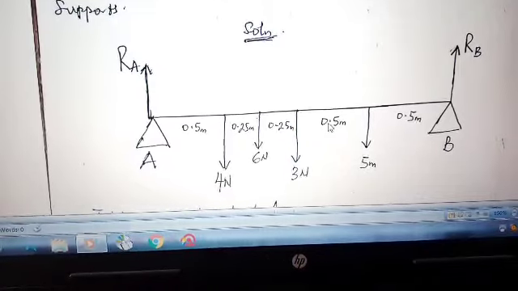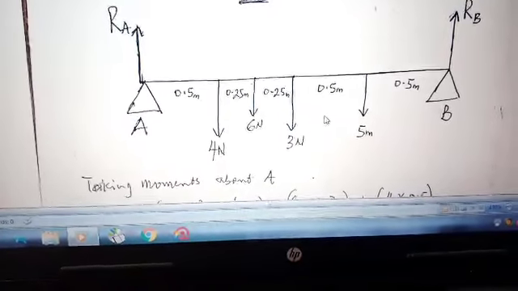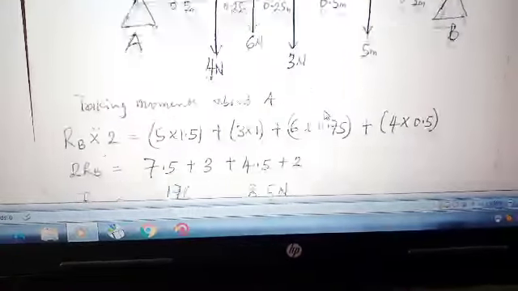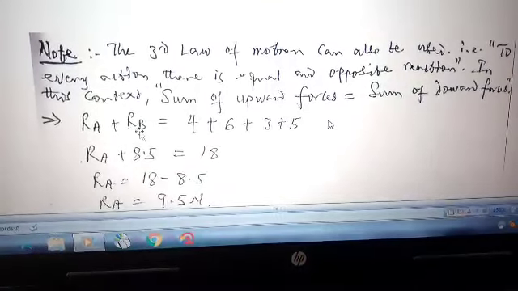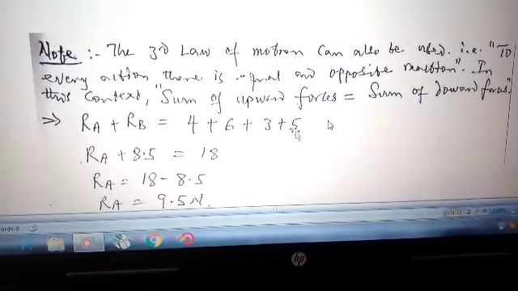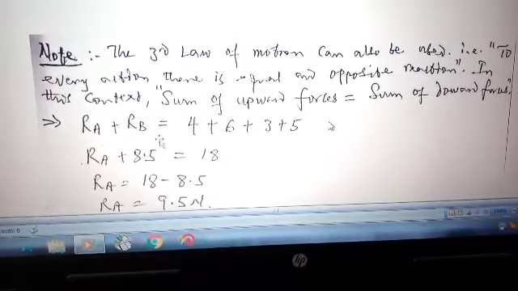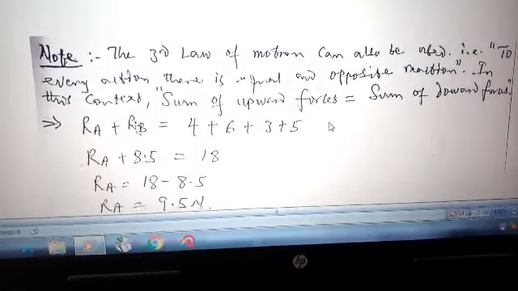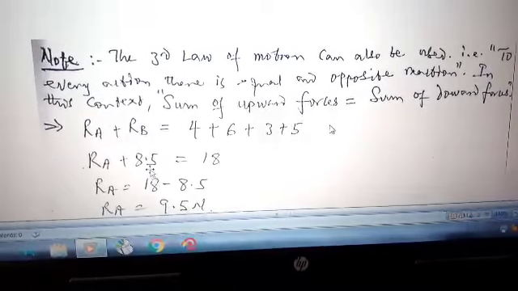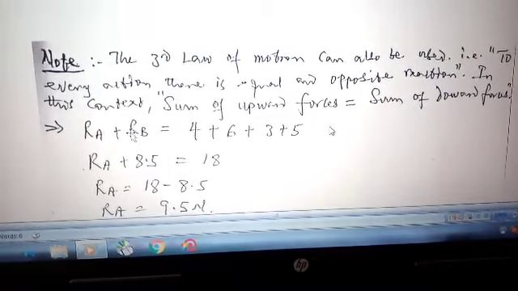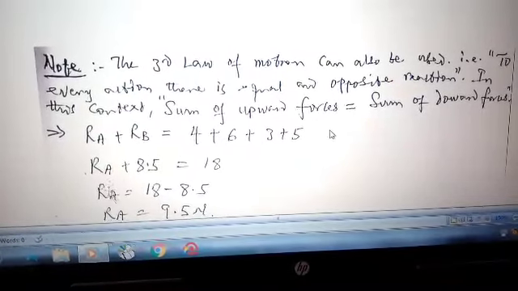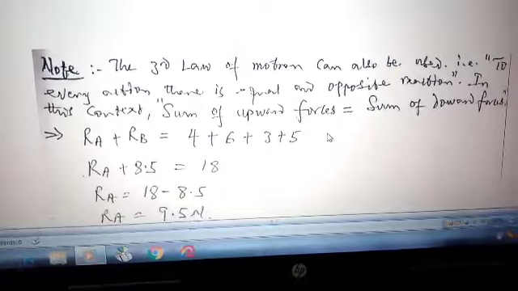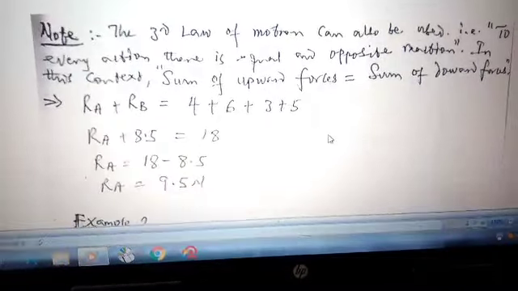Now from that expression, you can form an equation and solve for any unknown as you wish, depending on what you want to look for. Look at this. You have RA plus RB equals 4 plus 6 plus 3 plus 5. Let's say we want to find RA. RB is 8.5. I've calculated that value to be 8.5. All I need to do is substitute for RB inside this expression and solve. Then I can find my RA to be 9.5 Newton, which is the same answer we got there.